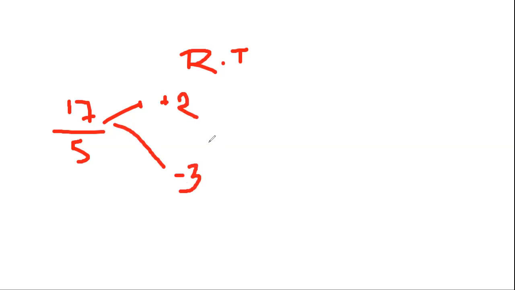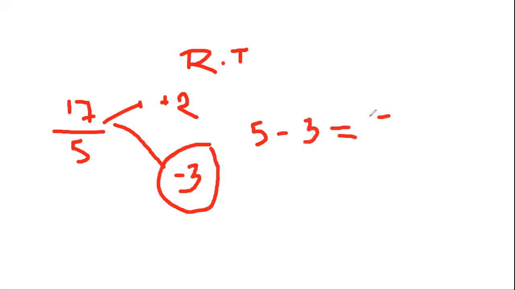Therefore, if you choose the minus remainder, then you will have to simply subtract: 5 minus 3, and your answer should always be on the positive remainder side. But we can use both positive and negative remainders. Both are correct, so there is no issue at all.